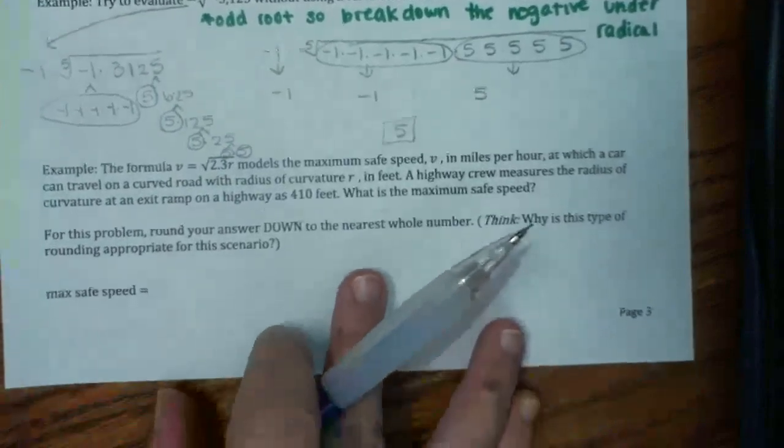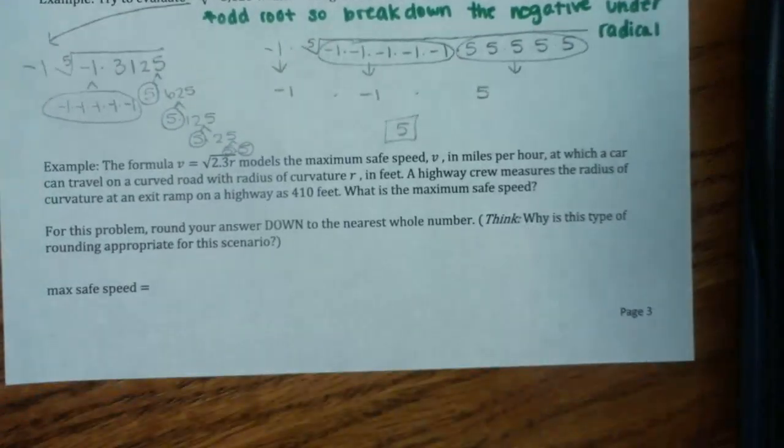All right, last question. So the formula V equals the square root of 2.3R models the maximum safe speed V in miles per hour at which a car can travel on a curved road with a radius of curvature R in feet. A highway crew measures the radius of curvature at an exit ramp on a highway as 410 feet. What is the maximum safe speed? For this problem, round your answer down to the nearest whole number. Think about why this type of rounding would be appropriate for this scenario.